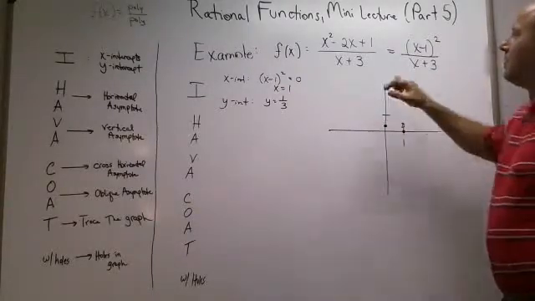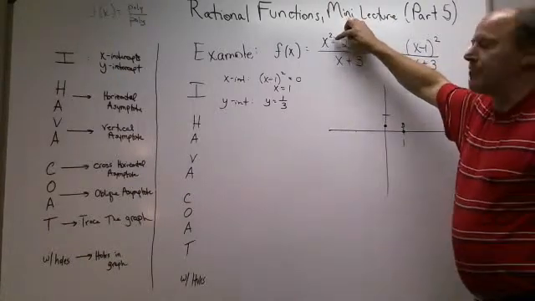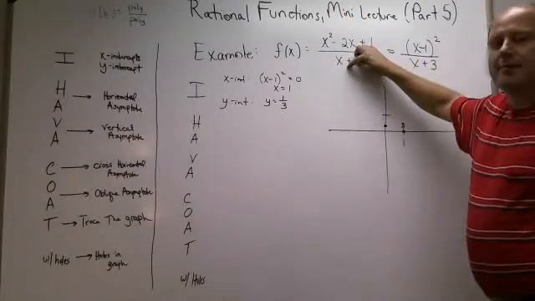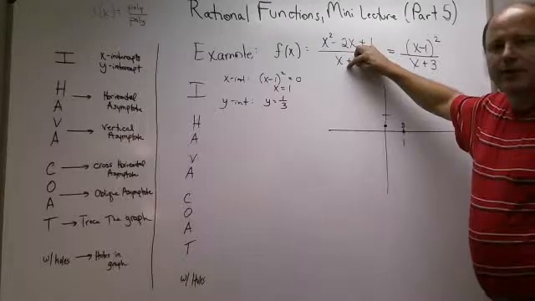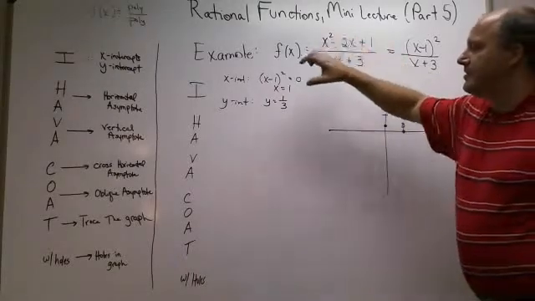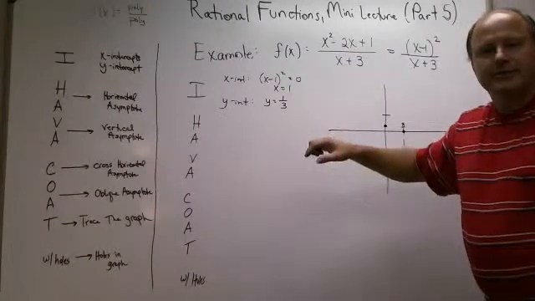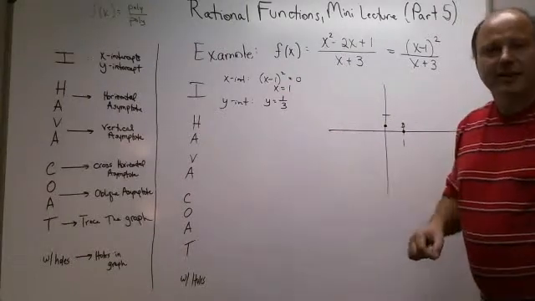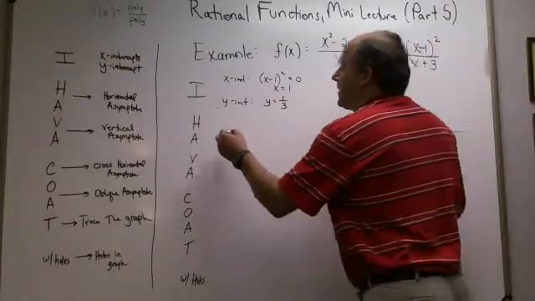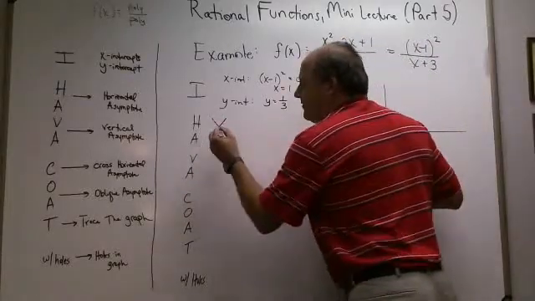Now this particular problem, the degree on top is 2 and the bottom degree is 1. So there will not be a horizontal asymptote on this one. Remember I said a while ago, if there's a horizontal asymptote, you will not have an oblique, and conversely. If you have one, you won't have the other. So in this case, you will not have a horizontal asymptote.